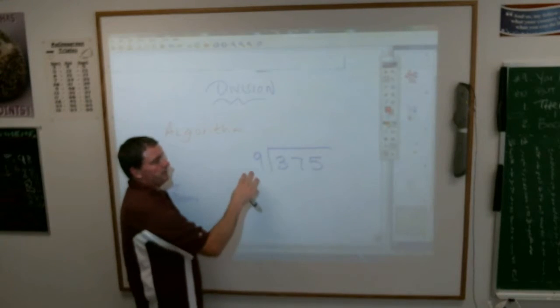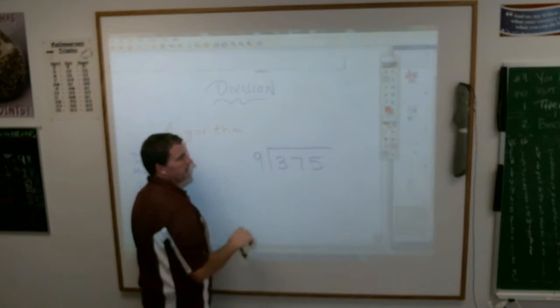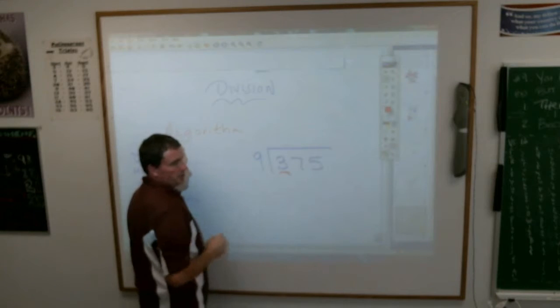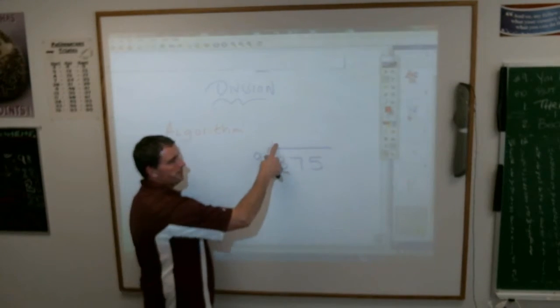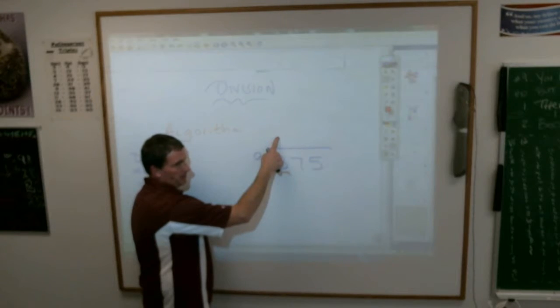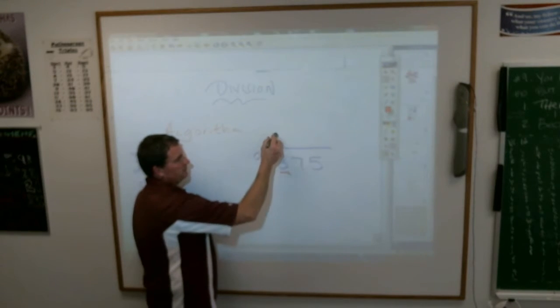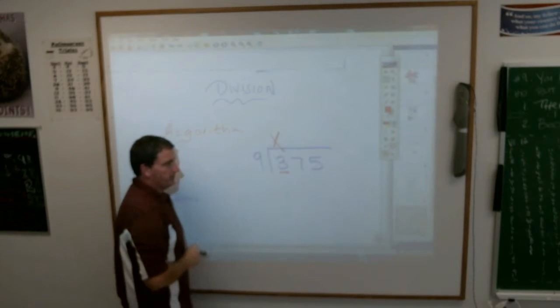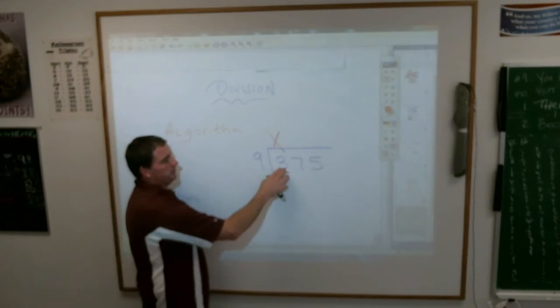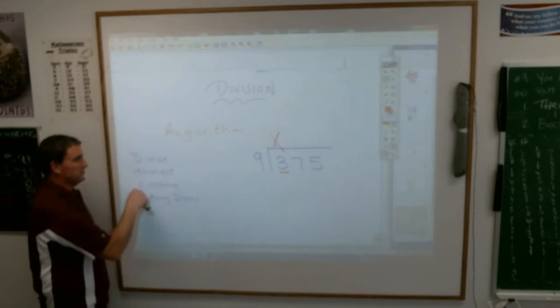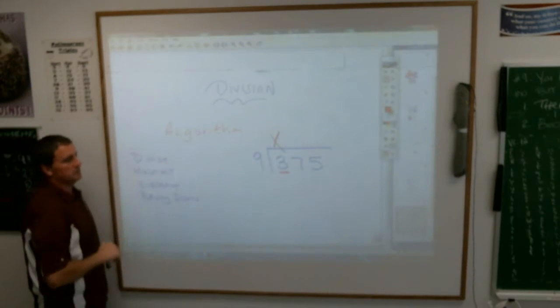We're dividing 9 into 375. You start at the left and go to the right. If 9 doesn't go into 3, which it doesn't, you should not put a number above the 3. You don't put a number above the 3 unless 9 goes into it. I'm going to put a little X there just to make sure I do that. Then I go to the next number and say, does 9 go into 37? That is my "goes into" part that you called it. I call it the division part.